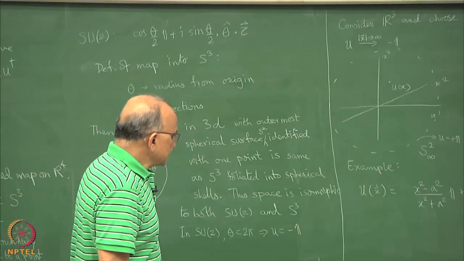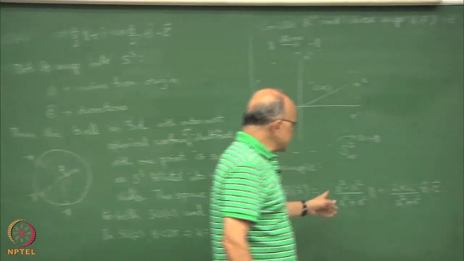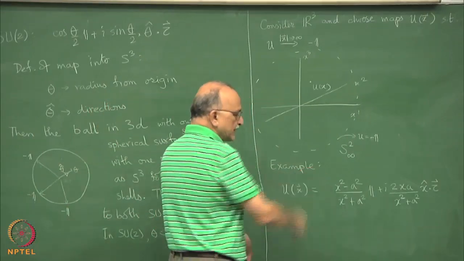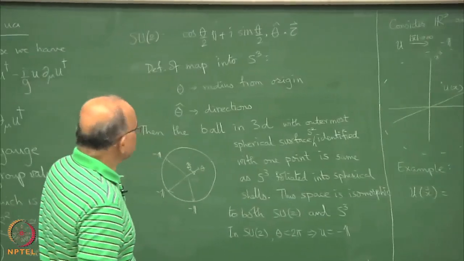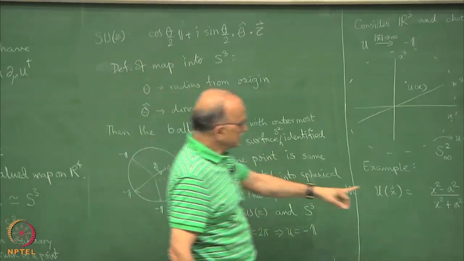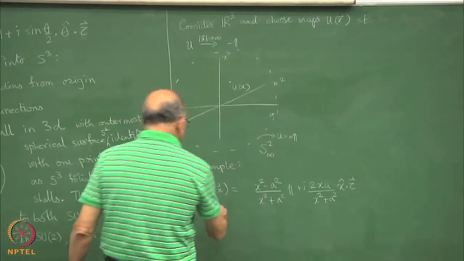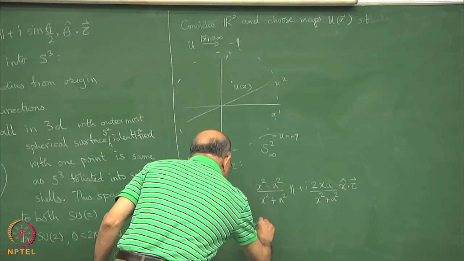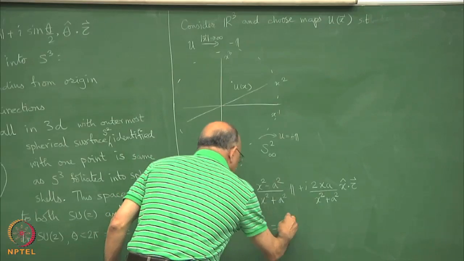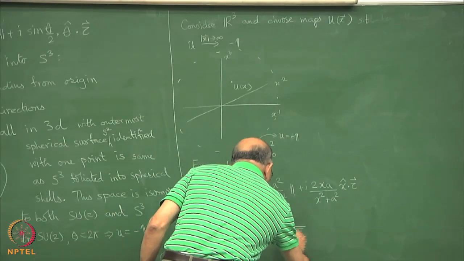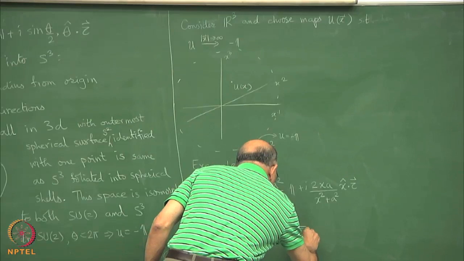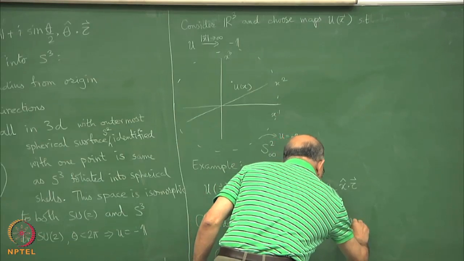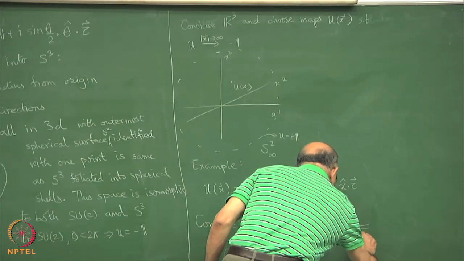Now, this looks mysterious, but one can check easily that this is an SU2 element, because, well, you could do U dagger U and you will find that it is equal to 1, but it is a little easier if you notice the clever form it is given. Consider cos theta by 4 to be equal to x over square root of x squared plus a squared, and sin theta by 4 to be a over square root of x squared plus a squared.